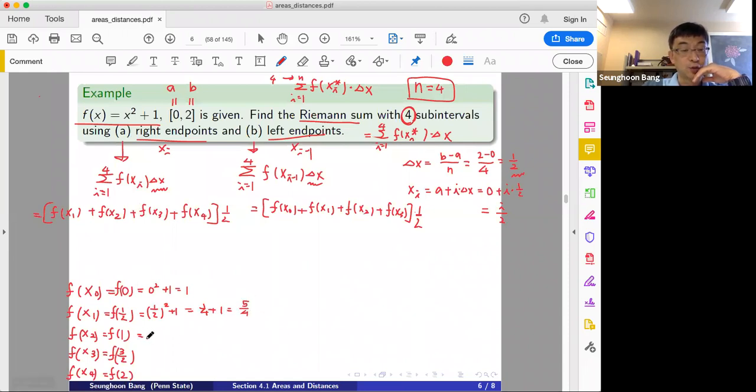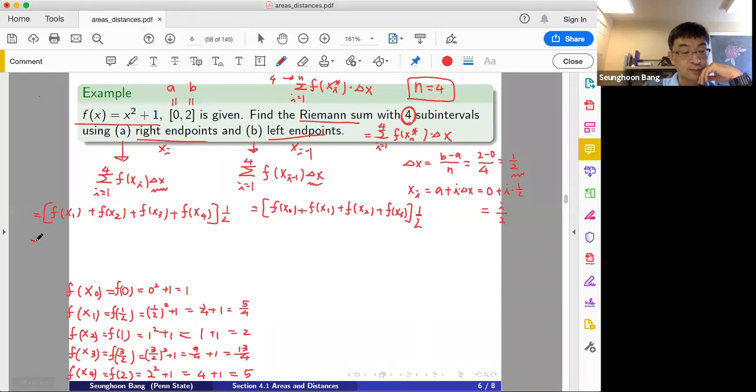You plug 1 into f of x again. 1 squared plus 1 is 1 plus 1, we have 2. You plug in 3 over 2. 3 over 2 squared plus 1. 3 over 2 squared is 9 over 4. 9 over 4 plus 1. 9 plus 4 is 13, so 13 over 4. The last one is plug 2 into x. 2 squared plus 1, we have 4 plus 1, which is 5. So we have these results.